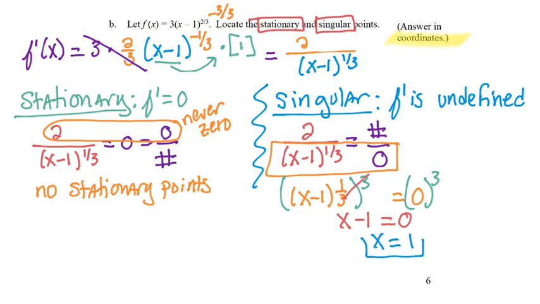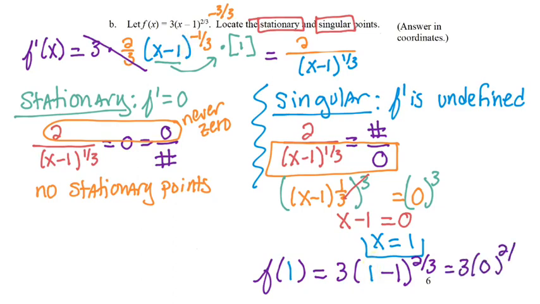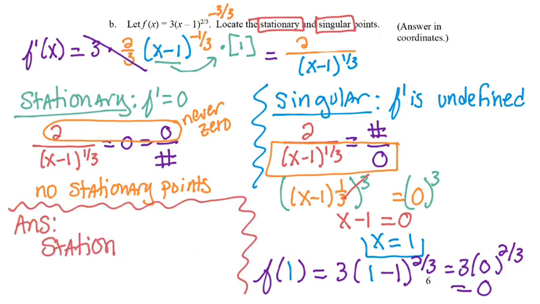Because we'll be answering in coordinates, we need to go back to the original function and find f of 1, the function that does not have a fraction, because it's not the derivative. So where the x is, I'm going to put a 1, and I really have 3 times 0 to the 2/3, which is just a total of 0.